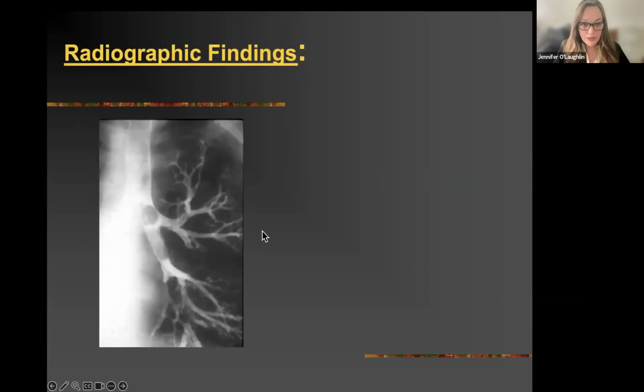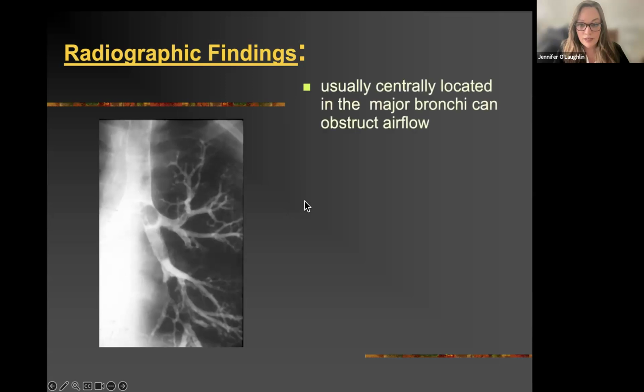Okay, radiographic findings for bronchial adenoma. This is a bronchogram, and I put this in here even though they're not done a lot, because it really shows you how this is a big tumor just smack in the middle of a large central bronchi. So it's got a filling defect, and the contrast is still able to get by and has gone around it to fill the bronchial tree.